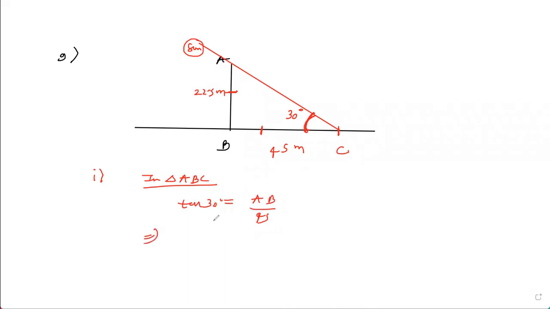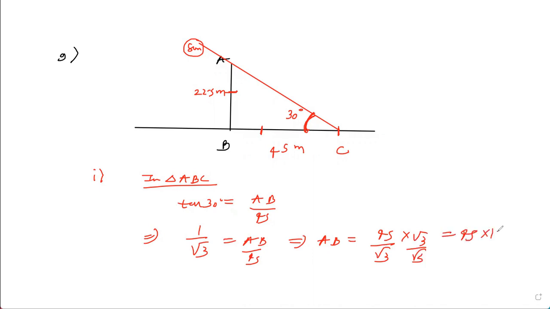Okay, so now tan 30, as we all know, is 1 by root 3. So that basically means AB is going to be 45 divided by root 3. We can rationalize here. So it'll be 45 into 1.732 divided by 3. 3 will cancel 45 15 times. So 15 into 1.732. That's coming as 25.98 meters.